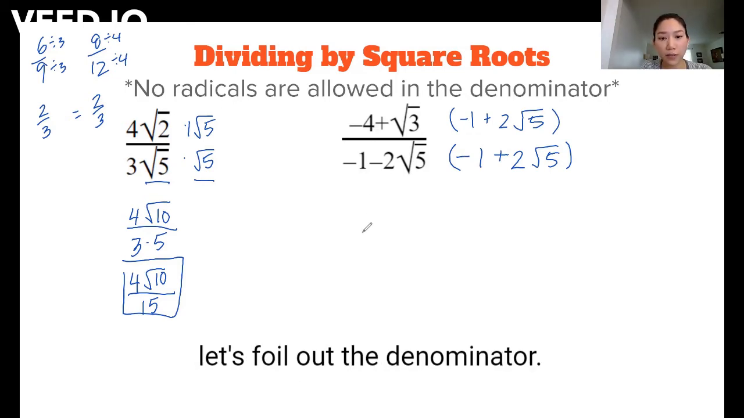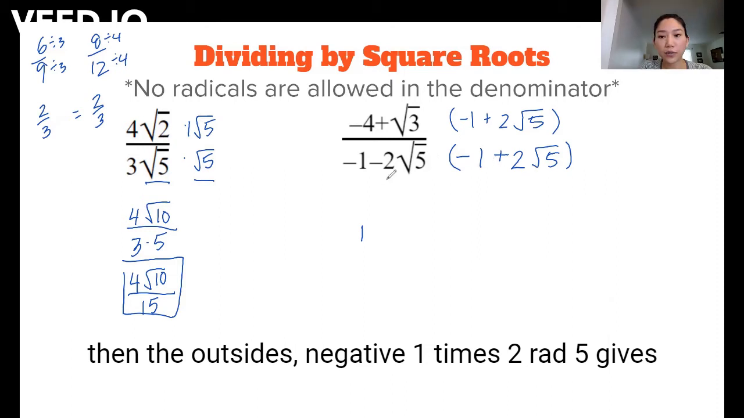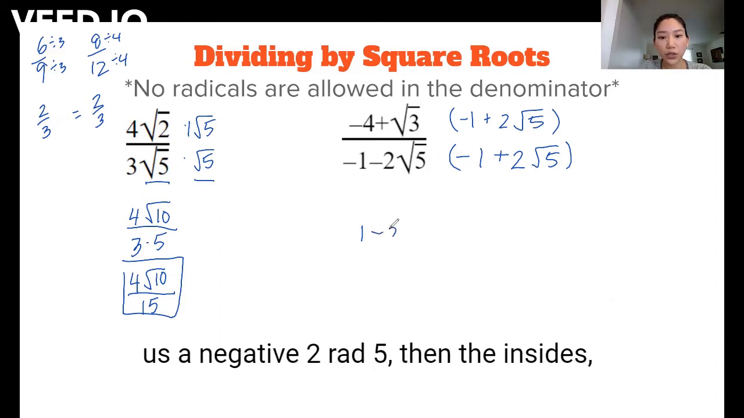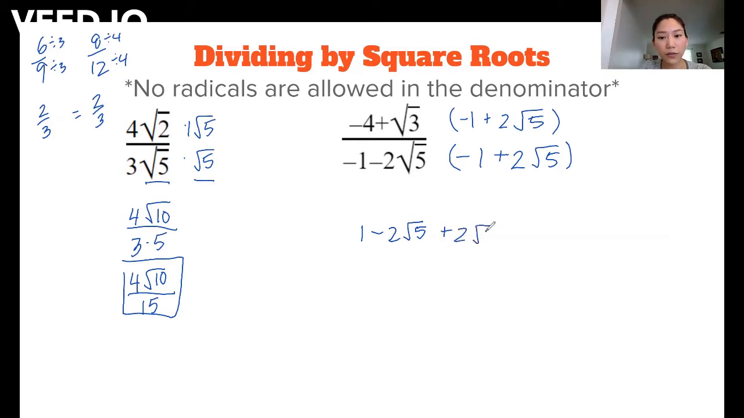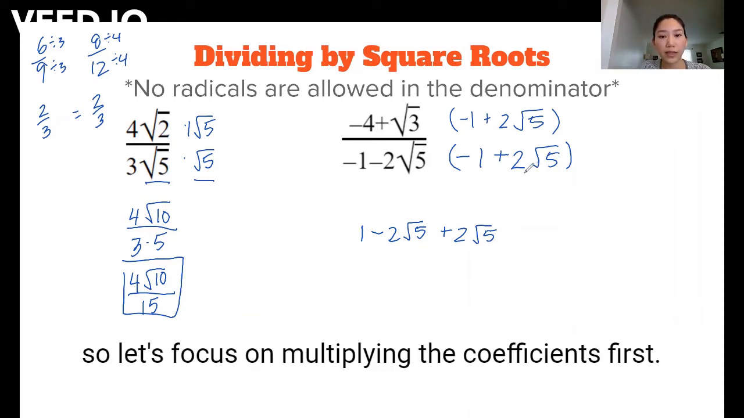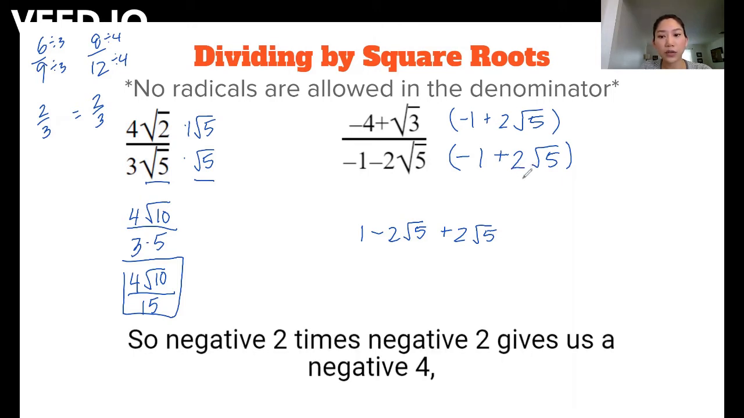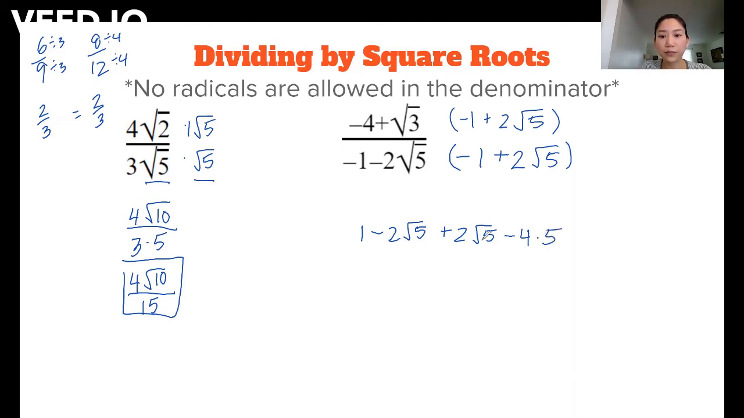So let's FOIL out the denominator. First, -1 times -1 gives us a +1. Then the outsides, -1 times 2 rad 5 gives us a -2 rad 5. Then the insides, -2 rad 5 times -1 gives us a +2 rad 5. And then the lasts, -2 rad 5 times 2 rad 5. Because these are both radicals, let's focus on multiplying the coefficients first. So -2 times 2 gives us a -4. And then rad 5 times rad 5 gives us just a regular 5.